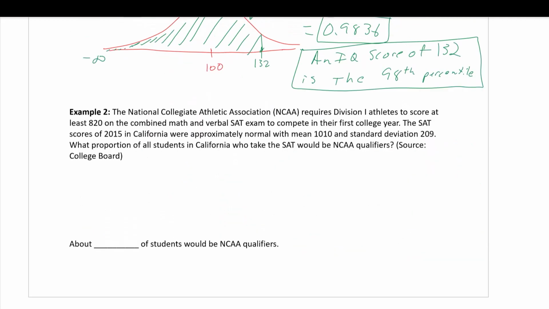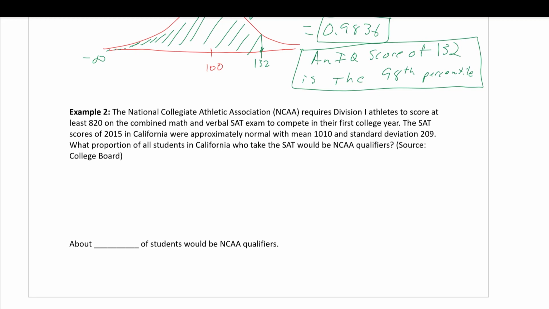All right, example 2. The National Collegiate Athletic Association, NCAA, requires Division I athletes to score at least 820 on the combined math and verbal SAT exam to compete in their first college year. The SAT scores of 2015 in California were approximately normal, with mean 1,010 and standard deviation of 209. What proportion of all students in California who take the SAT would be NCAA qualifiers?